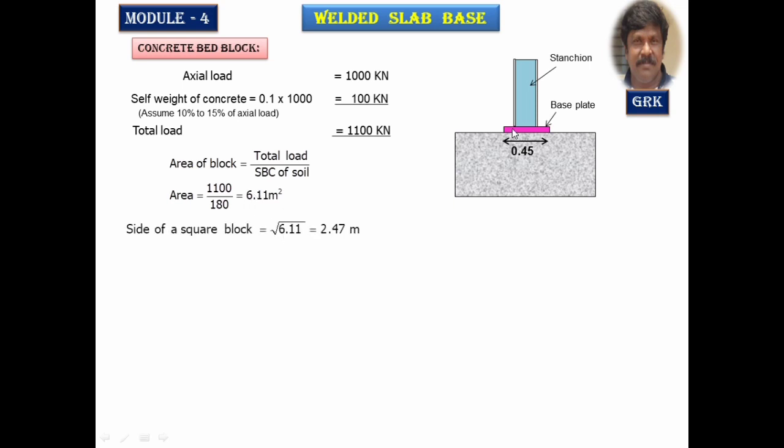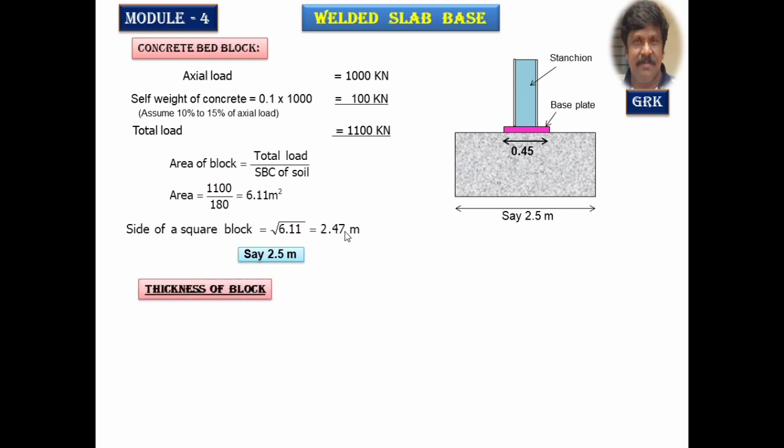Whether it is a rectangular slab base or a square base plate, you design a square concrete block. Therefore, the side works out to be 2.57 meters, and say make it 2.5 meters. So it's 2.5 meter by 2.5 meter.